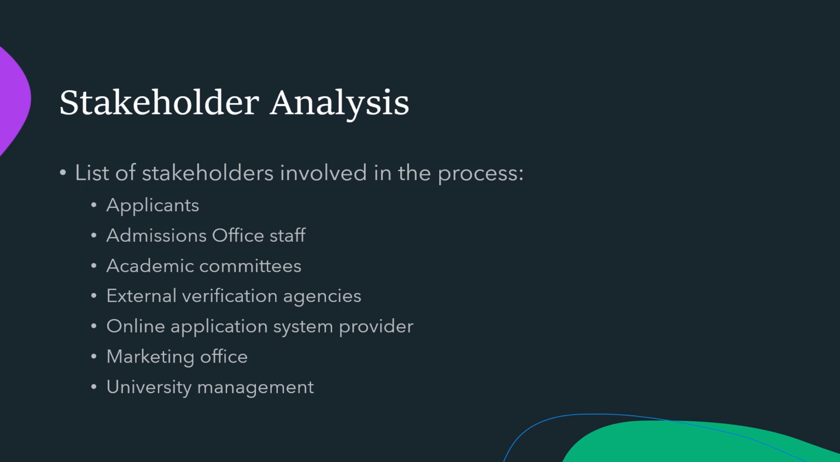Talking about the online application system provider, these stakeholders ensure the application portal is functional, user friendly and free from technical issues that could deter applicants. The marketing office is responsible for attracting and engaging potential students through various campaigns. The cost and effectiveness of the strategies are critical for maintaining a steady influx of applicants. The university management oversees the strategic objectives of the university, balancing operational costs with the need to remain competitive and attract top talent.